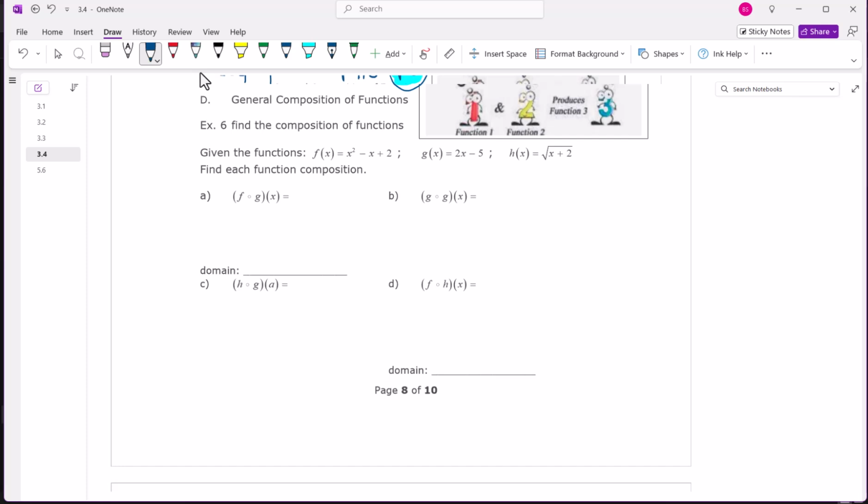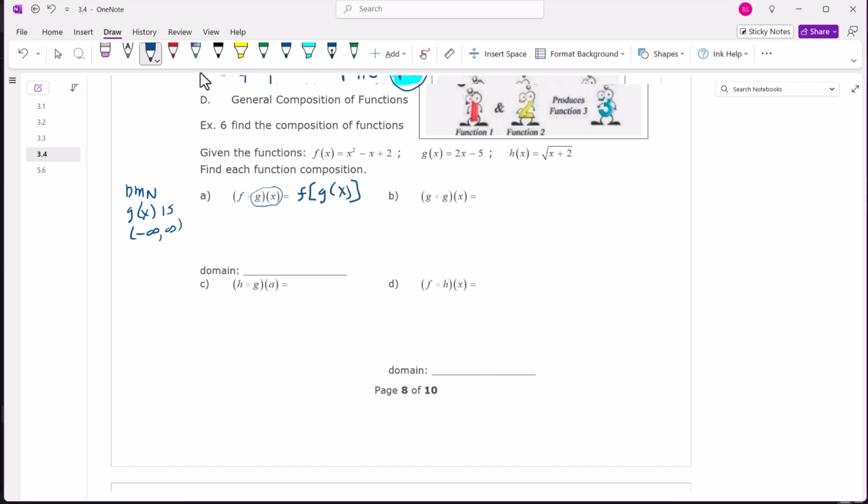Whenever you do a domain, you always have to look at this function first. Now, the domain of g of x is all real numbers. There's no problem with 2x minus 5. You can multiply any number by 2 and subtract 5. So we're going to do the function composition like this. I'm going to write this as f bracket of g of x.